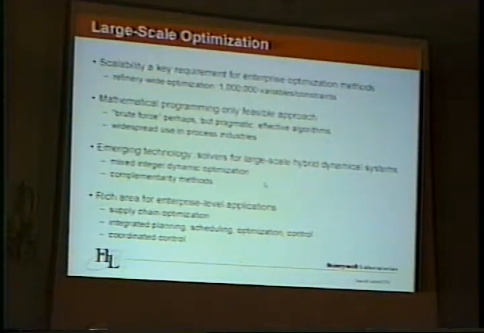of applications. And so there's this emerging technology of solvers for large-scale hybrid dynamical systems, and these techniques include mixed-integer dynamic optimization and complementarity methods, which essentially try to continualize the discrete space. And there's a fair amount of work going on in this area now, even within the controls community. So Eric Ferran's group at MIT, Manfred Morari's group at ETH are involved in this work.